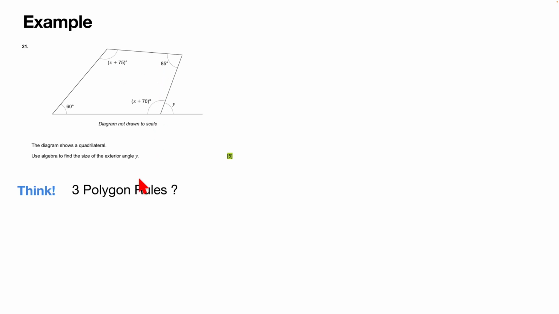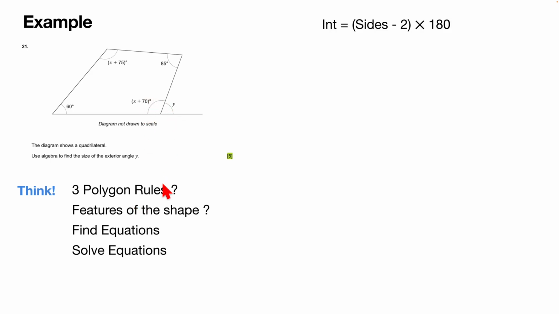So think first: polygon rules, angles add up to 360, features of the shape, external and internal, find equations, solve equations. So the internal total is (sides minus 2) times 180. It's equal to 360. I always think of a square when I see 4 sides, and that's obviously 360. So we tot up all of the angles on the inside. We start from here: x plus 75, 85, x plus 70, and that equals 360.